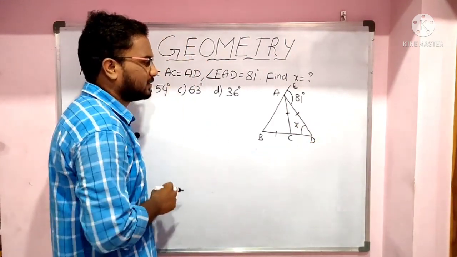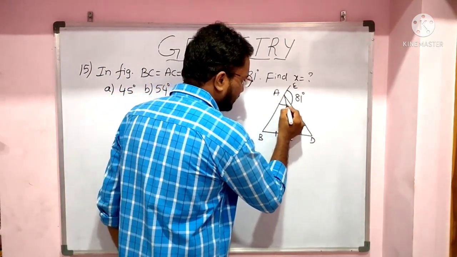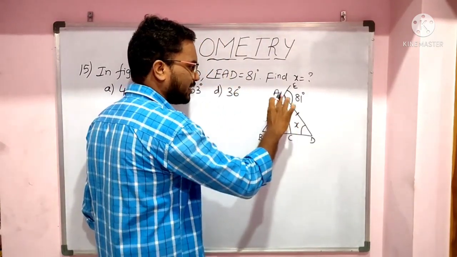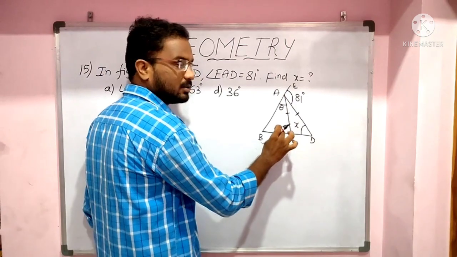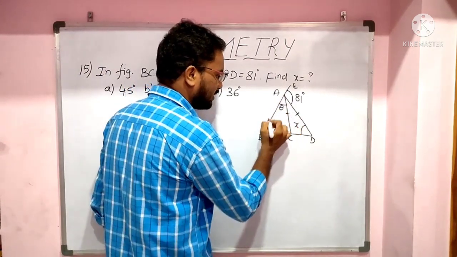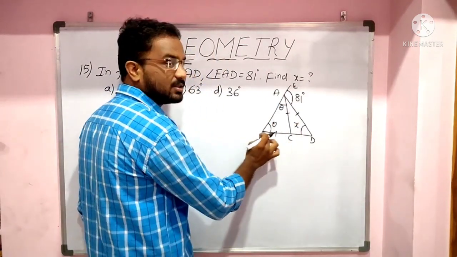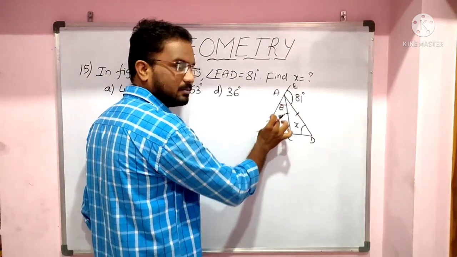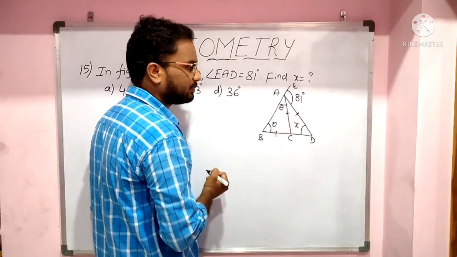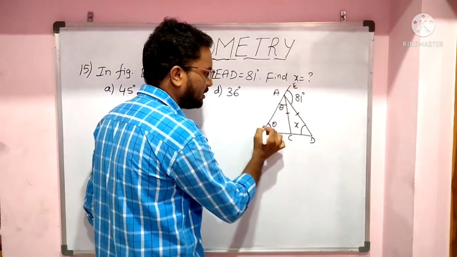How can you find this? Let us say I am taking this value as theta. If this is theta, in this triangle ABC, these two sides are equal. Hence, these two angles are equal. In this triangle, AC equal to BC. So, angle A, angle B, these two are equal. So, if this is theta, then this will be theta.